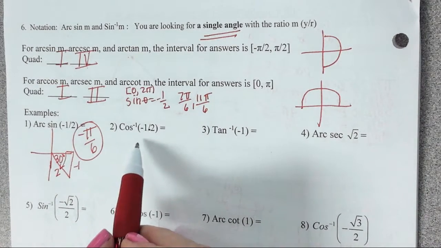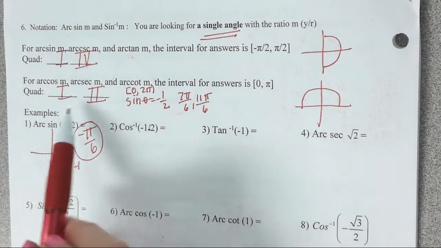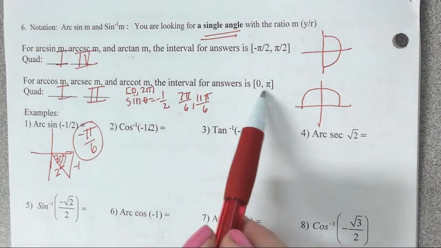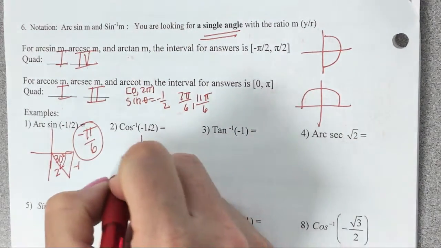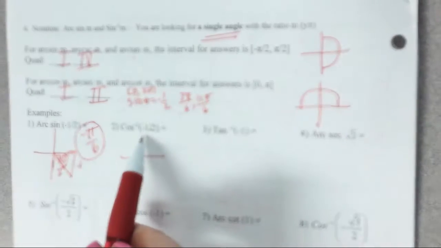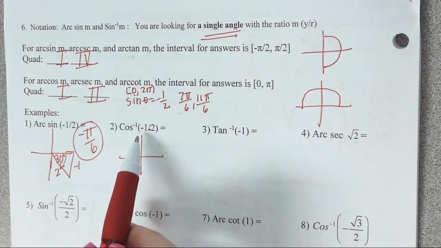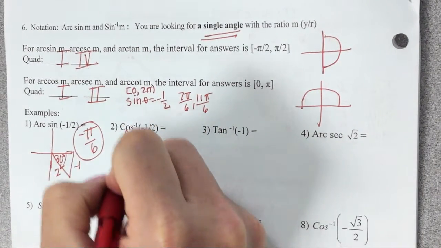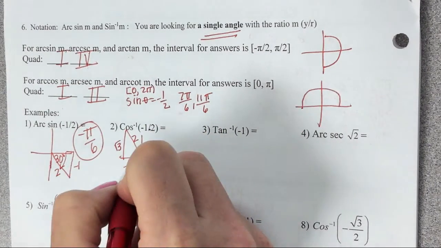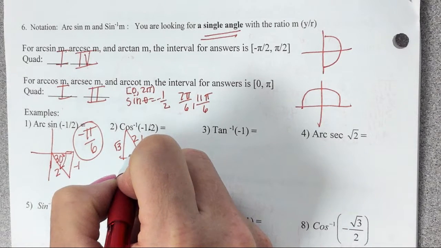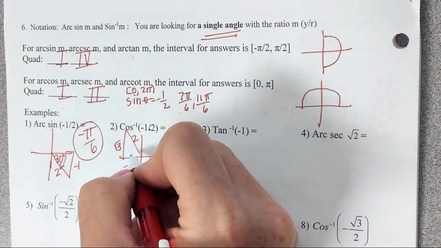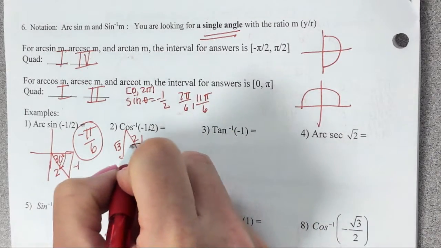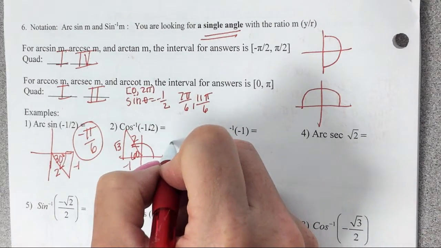Okay, let's try this one now. Arc cosine. For cosine, we look at our quadrants, 1 or 2. We have to be in between 0 and pi. Which quadrant am I going to put it in if it's negative cosine? Quadrant 2. Draw a picture. This is -1, this is 2, this is radical 3. What's the reference angle going to be? Everybody, 60.